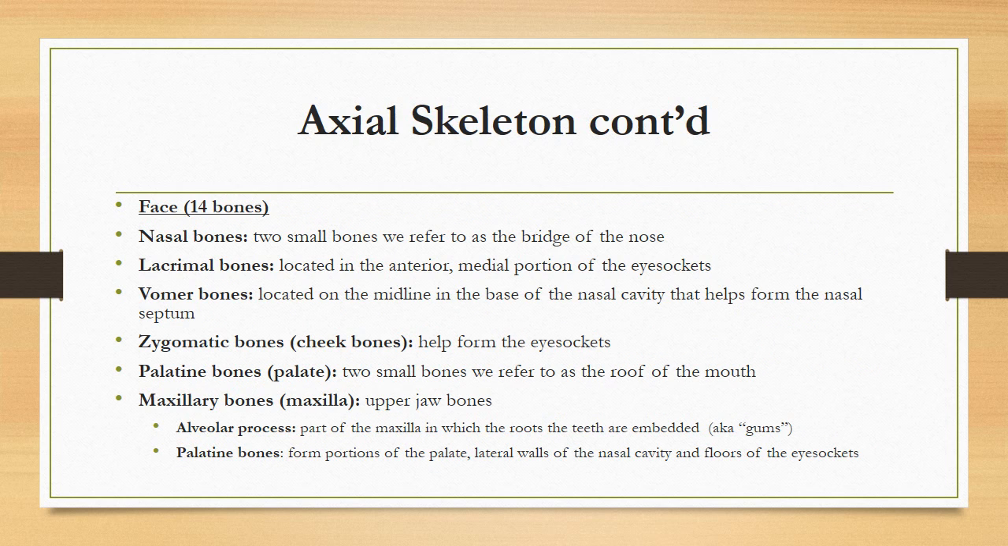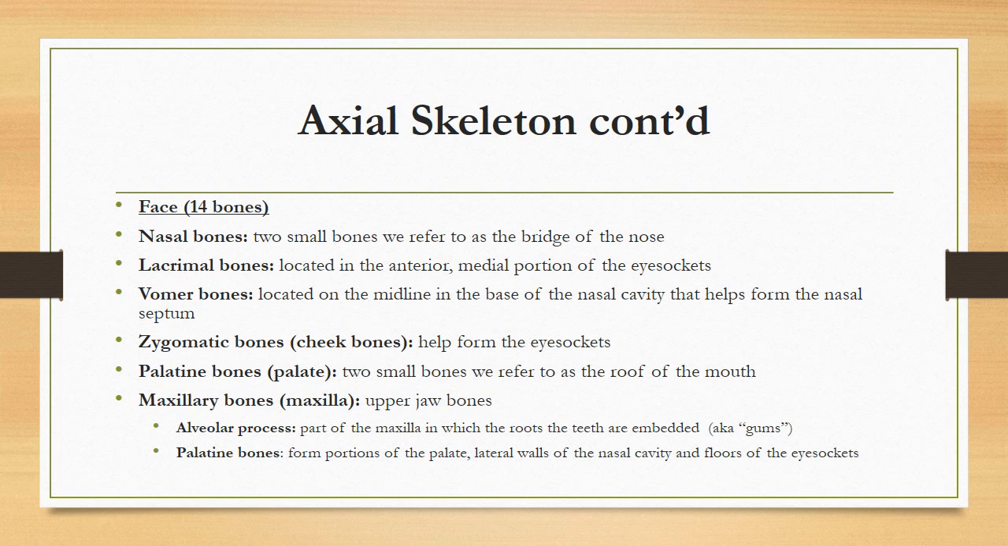Now we'll talk about the face, which is 14 bones. So we have 14 and 8. The face consists of the nasal bones. There's 2 small bones we refer to as the bridge of the nose. So it's the bridge of the nose. The lacrimal bones, which are located in the anterior medial portion of the eye sockets. The vomer, which is in the middle, and it's in the base of the nasal cavity that helps form the nasal septum.